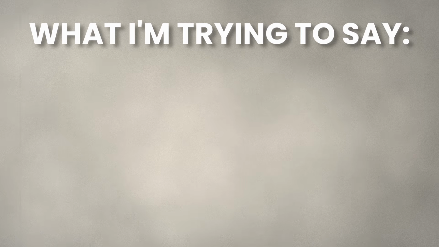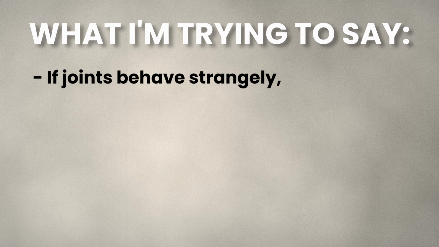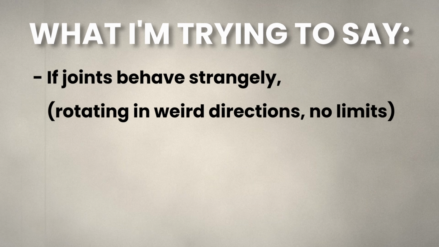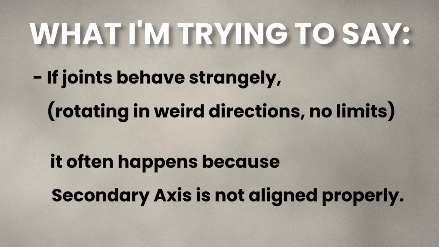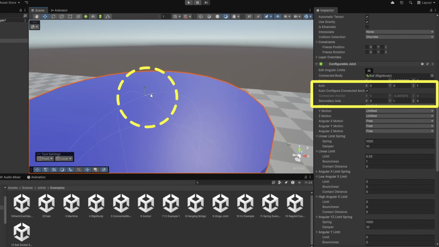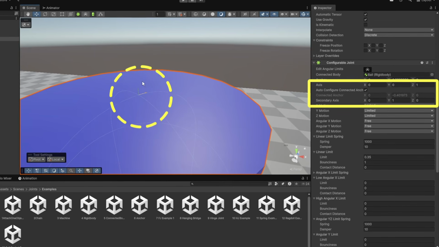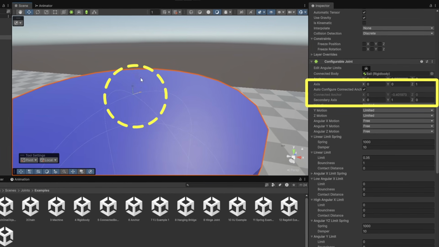So this is what I'm trying to say. If your joint behaves strangely, like rotating in weird directions or not respecting limits, it's often because your secondary axis isn't aligned properly. In most cases, the secondary axis is perpendicular to your primary axis and points in the direction for your swing to happen. It's difficult to understand this just in theory, but once you play around with the joints, you'll get a solid idea, trust me. It's not that complicated.